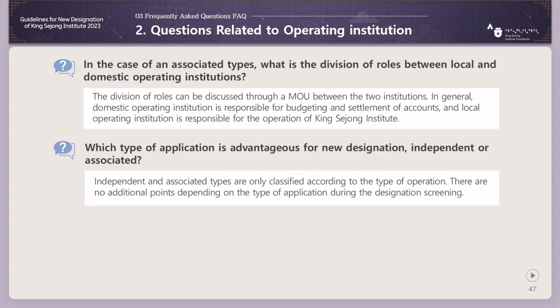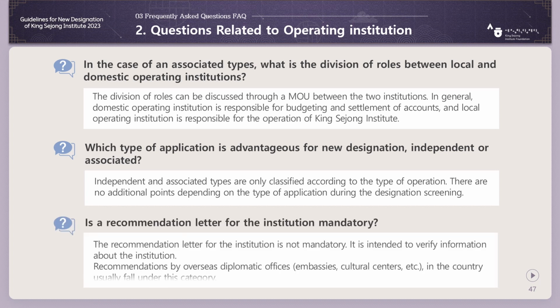Independent and associated types are only classified according to the type of operation. There are no additional points depending on the type of application during the designation screening. The recommendation letter for the institution is not mandatory. It is intended to verify information about the institution. Recommendations by overseas diplomatic offices in the country usually fall under this category.